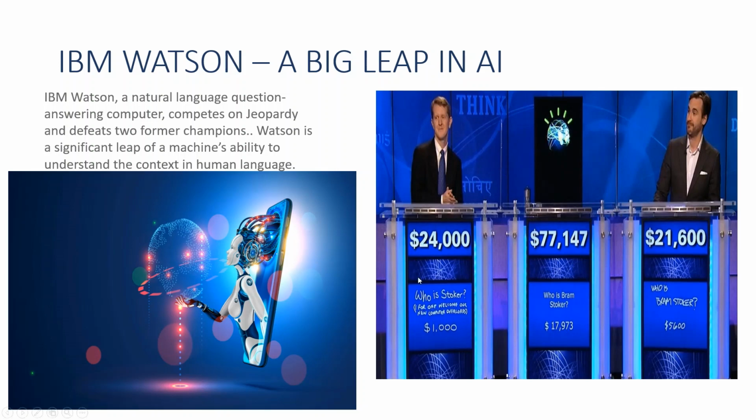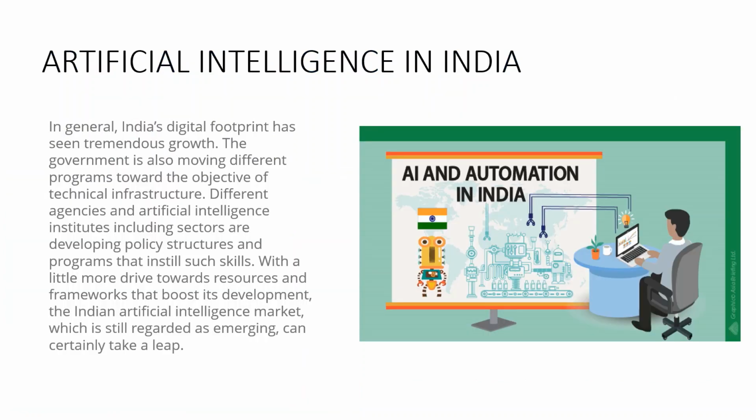Like here in this figure, you can see that there are two persons and one device that have to compete on Jeopardy, and the device won. I think it was in 2011, and this is called IBM Watson, a big leap in AI.